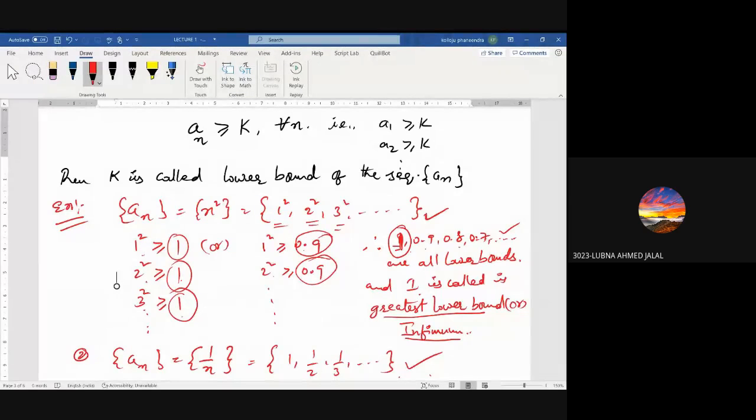Any more doubt? The value of the lower bound doesn't exist in the sequence, sir. Exactly, good doubt. Remember, all the lower bounds do not belong to the given sequence, but the greatest lower bound may belong to the given sequence. Good doubt. Thank you. Any more?